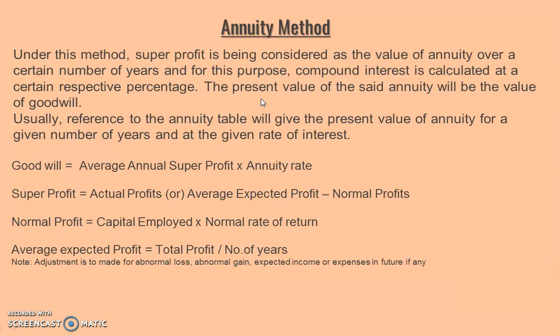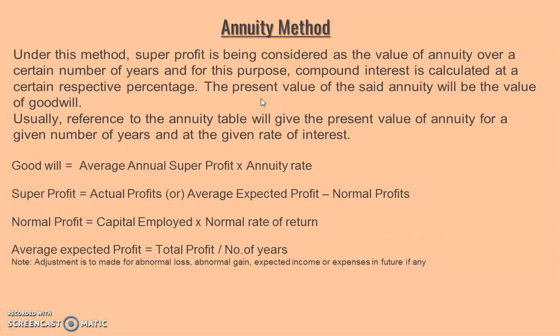See the annuity method. Under this method, the super profit is considered as the value of an annuity over a certain number of years, and for this purpose, compound interest is calculated at a certain respective percentage. The present value of the annuity will be the value of goodwill. Usually, reference to the annuity table will give the present value of annuity for a given number of years and at the rate of interest.